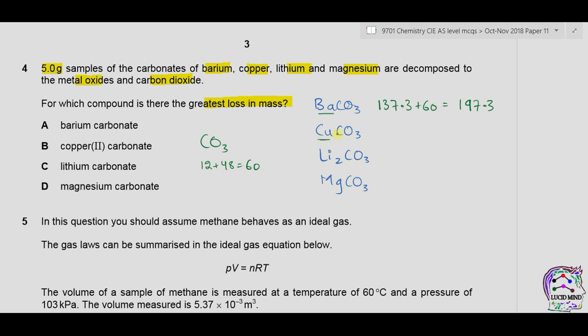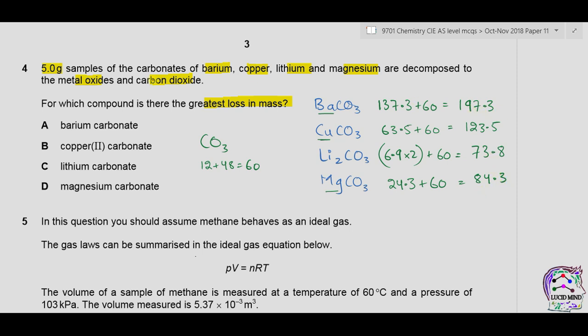For copper, the atomic mass is 63.5 plus 60, which is carbonate. It comes equal to 123.5. Similarly, we have 2 lithium in lithium carbonate. The atomic mass of 1 lithium is 6.9. So 6.9 into 2 plus carbonate, which is 60, comes equal to 73.8. For magnesium carbonate, the atomic mass of magnesium is 24.3 plus 60. It is equal to 84.3.